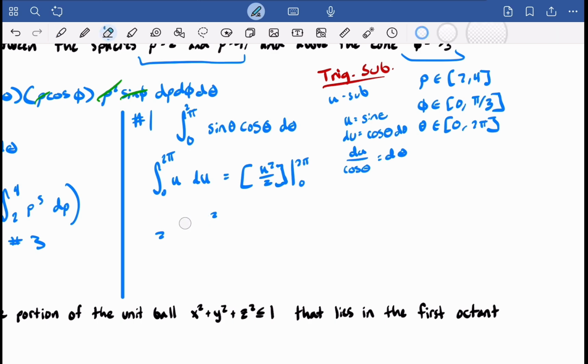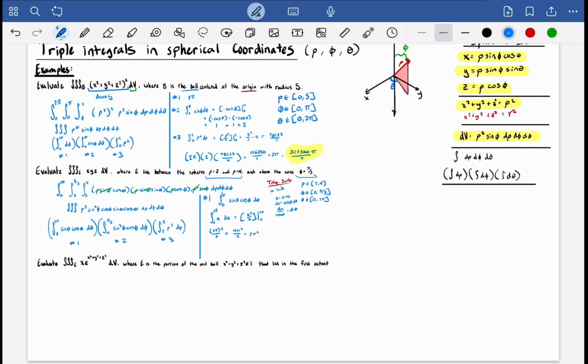Wait, let's think about that a little more deeply. Let's make sure we get this algebra right. It's 2 pi squared over 2, which is going to equal 4 pi squared over 2, 2 pi squared. That's going to be for number 1.